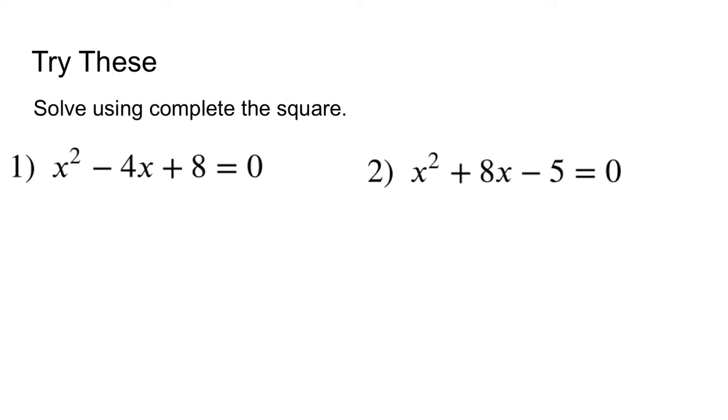All right, let's take a look at number 1. So the first thing we're going to do is we're going to get rid of that 8. We're going to move the 8 over to the other side.